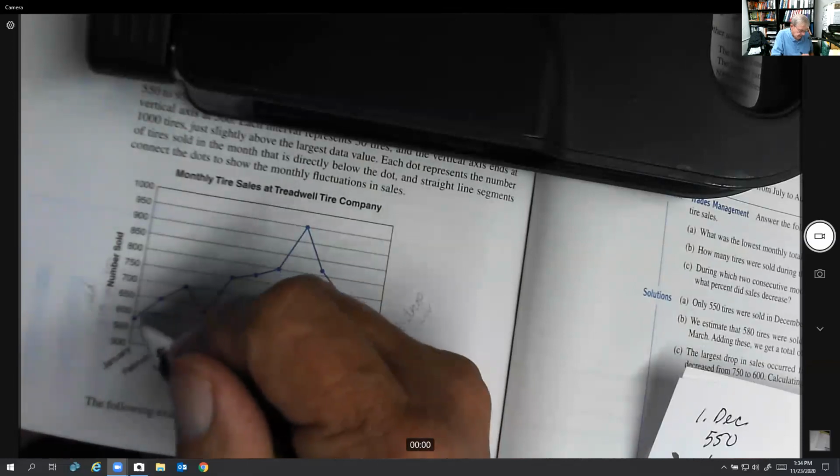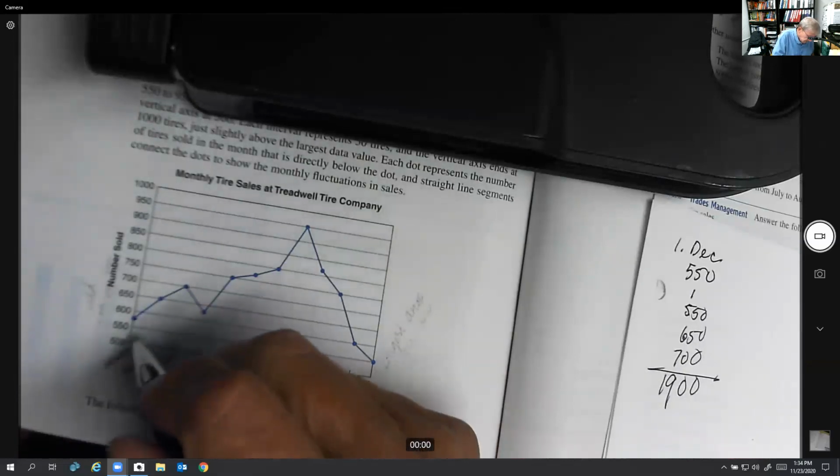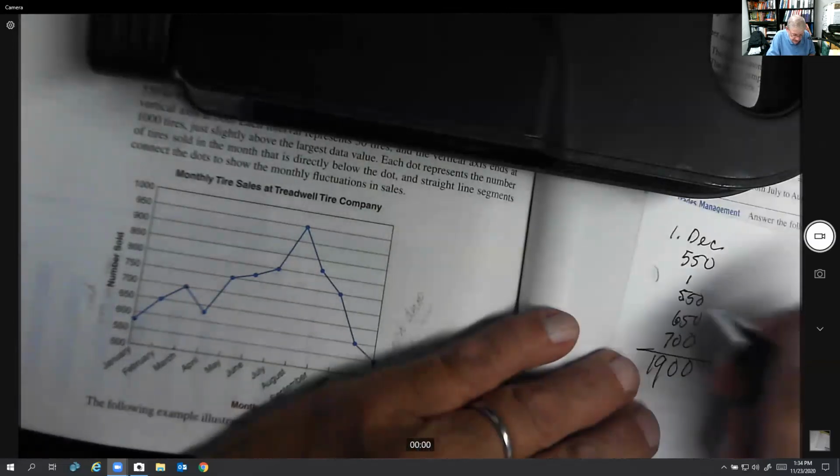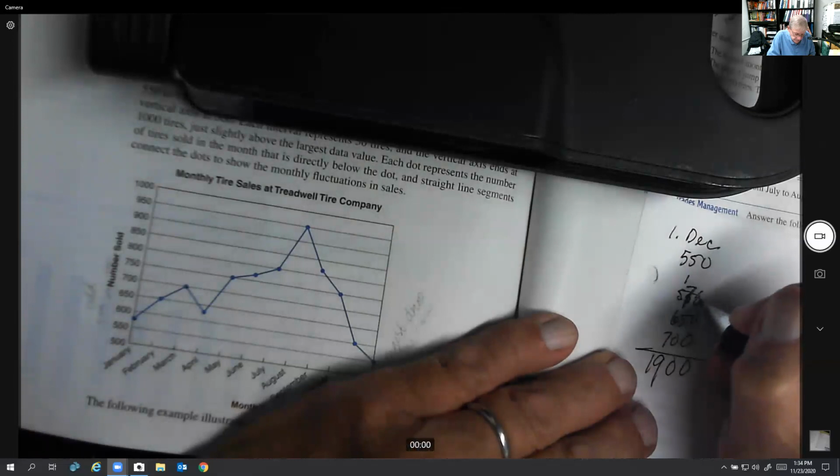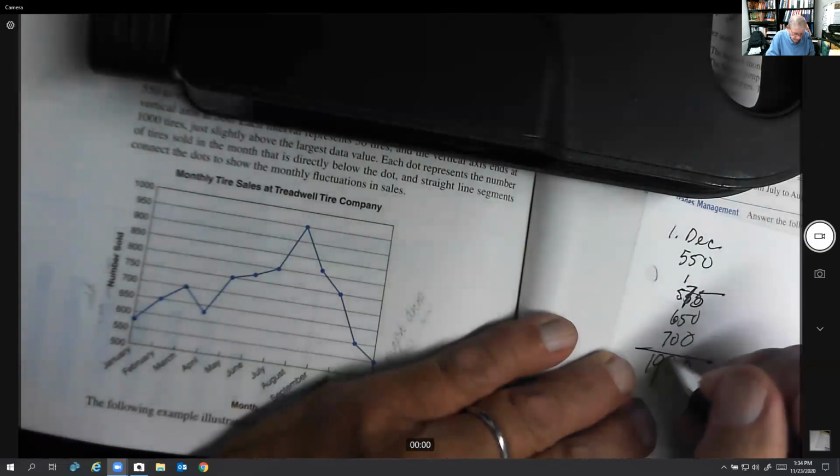550. Well, actually, it's not 550, is it? It's closer to 575, kind of in between there. Let's change this a little bit. That would give me 25 more. 1925 is what I come up with. What do they come up with?